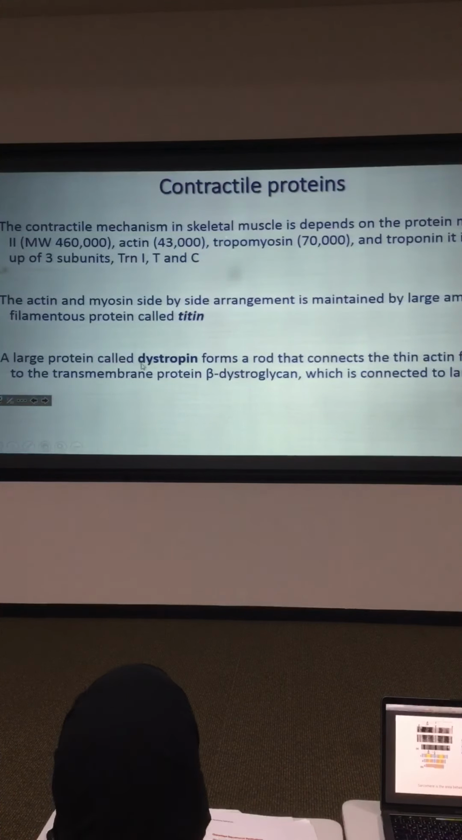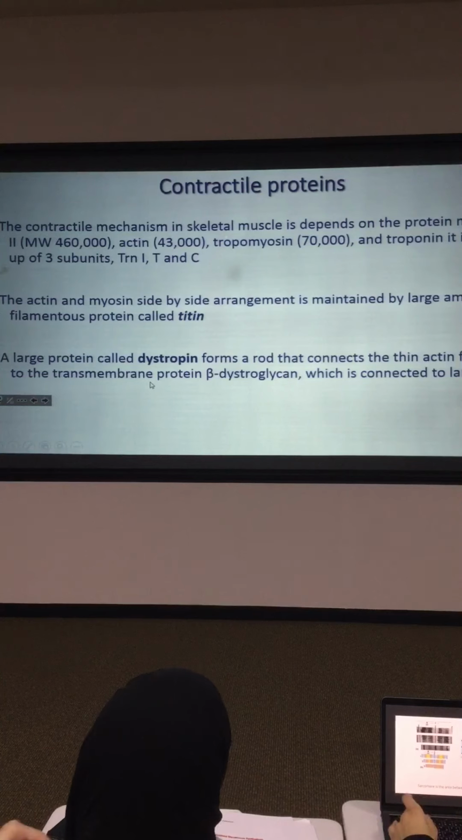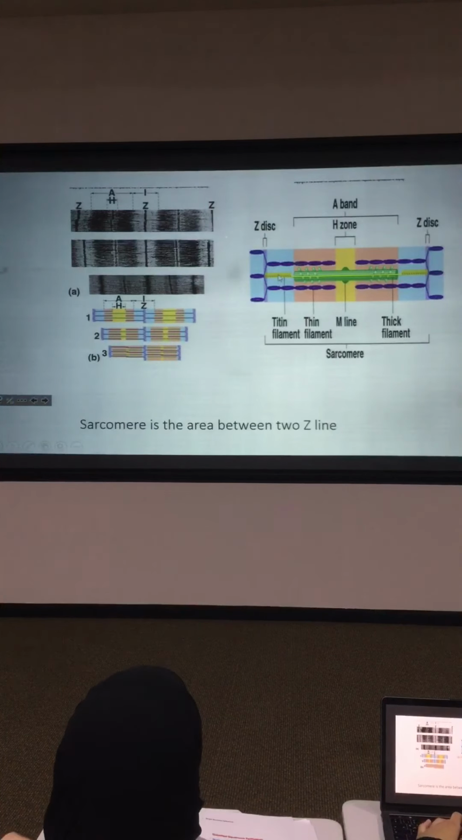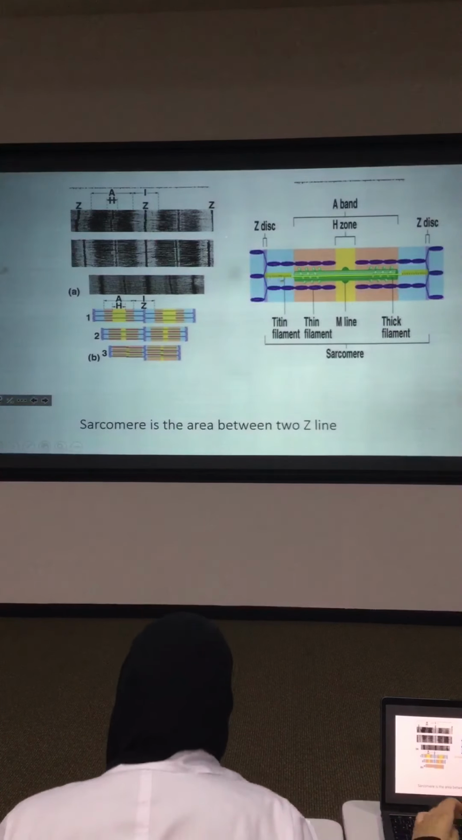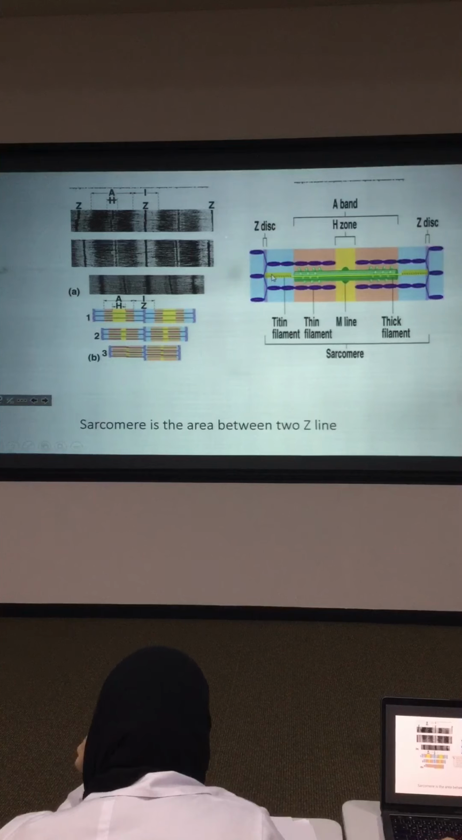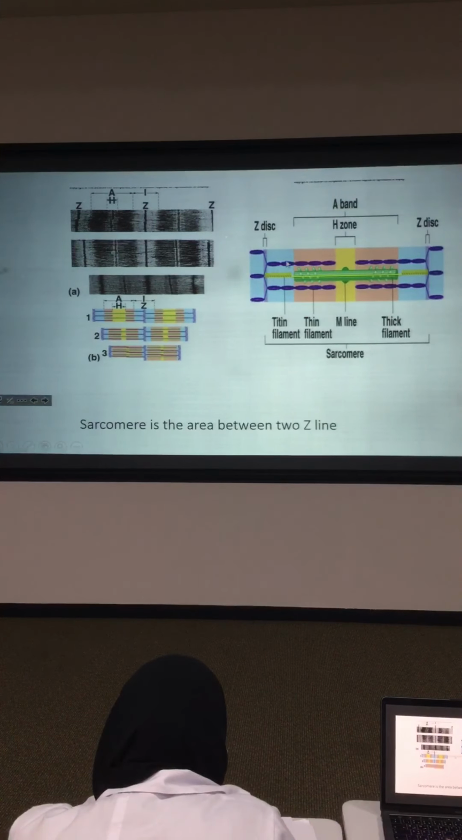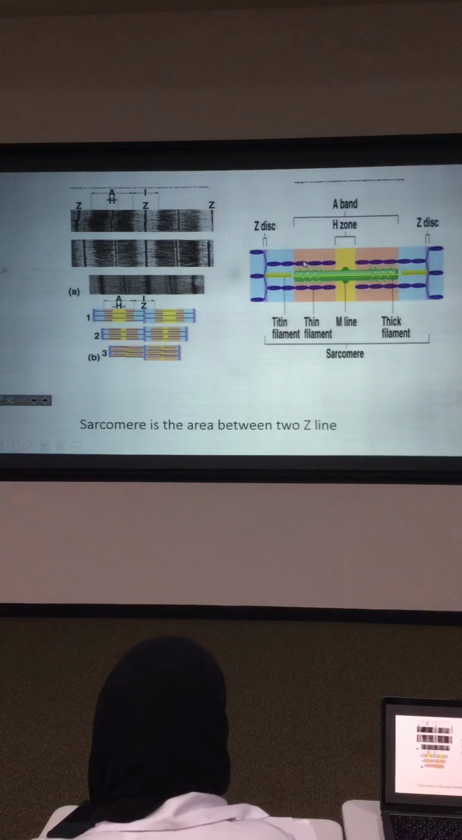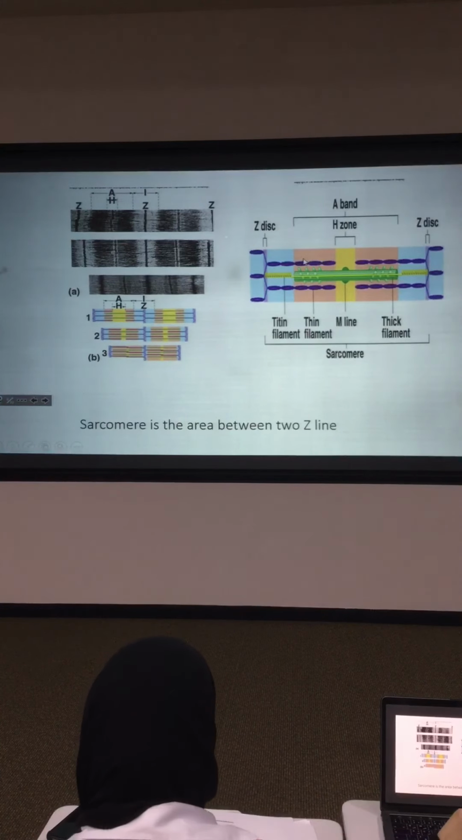A larger protein called dystrophin forms a rod that connects the thin actin filaments to the plasma membrane. Now look at this one. This is an actin protein. Myosin is held by one protein called titin, just to keep the myosin in place. And actin is also held by the Z line, made up of alpha actinin, but in other places there are some proteins. What will happen is, can I write this one?